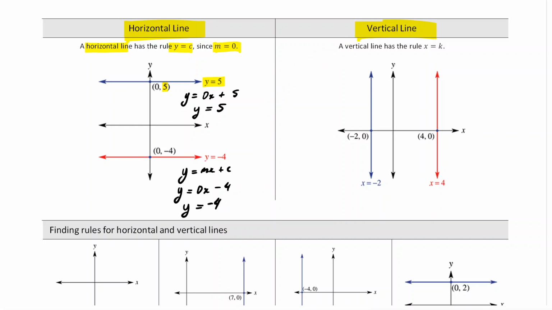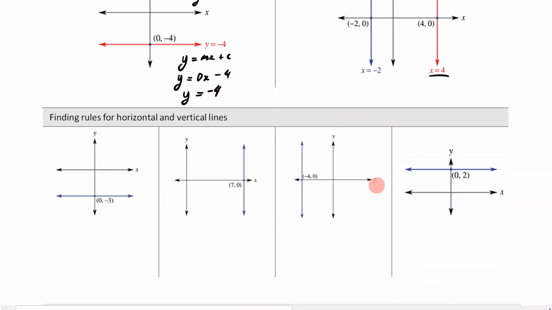The vertical line is a little bit different. A vertical line has the rule x is equal to k. All you have to do here, don't think about it too hard, is that if you've got a vertical line, it's going to be in the form of x is equal to whatever your x-intercept is going to be. So here I'm going through 4, so it's x is equal to 4. Here I'm going through -2, so it's x is equal to -2. All right, let's keep on going here.